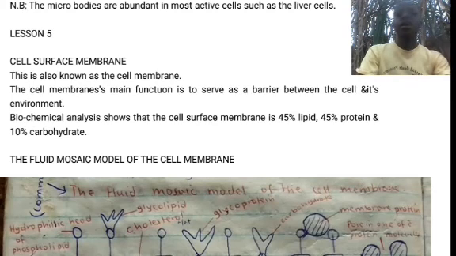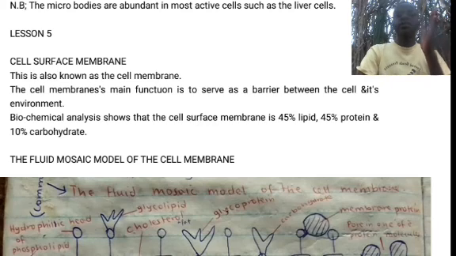So now, the cell membrane, its major function is that it is a barrier between the cell and its environment. So for a cell, it acts as a barrier. It prevents the things that enter into the cell and the ones that leave the cell. So that is its major function, but it has other functions, as we shall come to see.